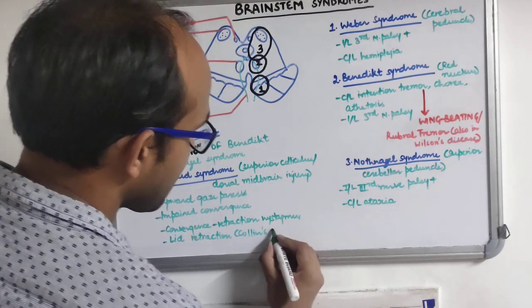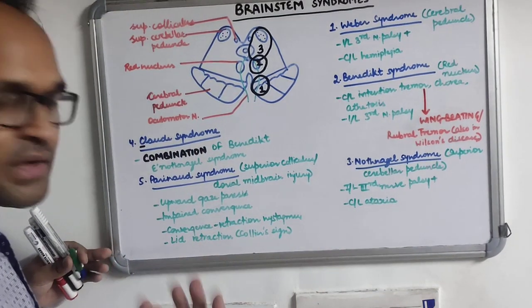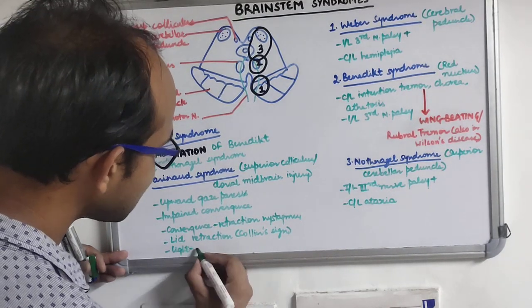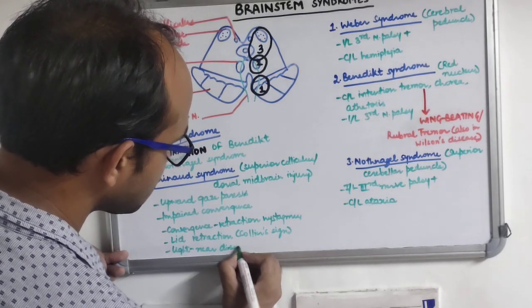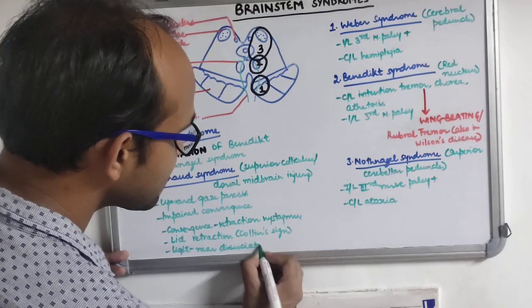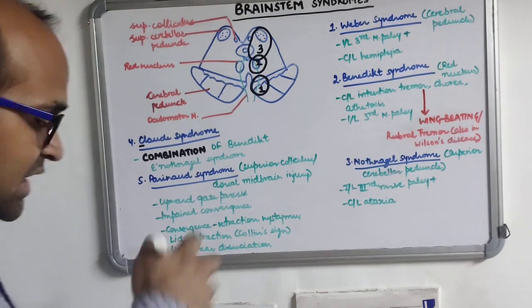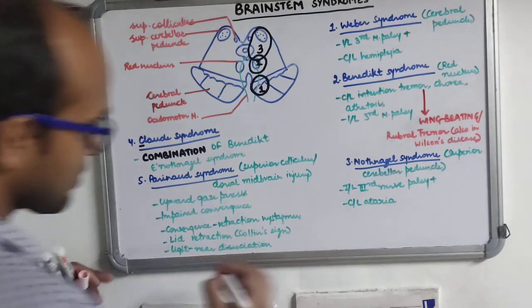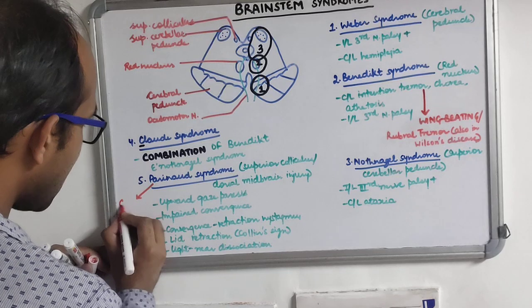Collier's sign. And because the pretectal nucleus is in close proximity to the superior colliculus, there is light-near dissociation. Light reflex is absent. Now the classical cause of this Parinaud syndrome is compression, compression due to pineal gland tumor. If I talk here, the cause is pineal gland tumor.